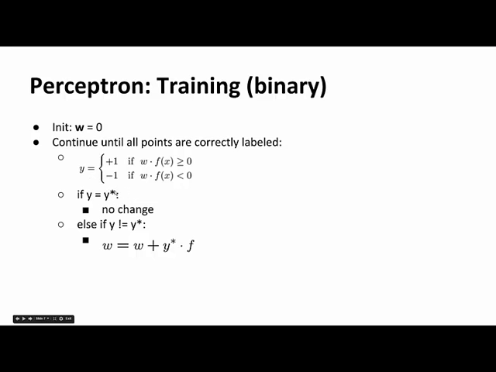Y star is going to be the true label of the training point. So if we predicted it correctly, then we won't change the weight vector. If we predicted it incorrectly, we're going to update the weight vector based on the true label. If the true label is -1, then we'll subtract the feature vector from the weight vector. If the true label is +1, then we'll add the feature vector to the weight vector. And we're going to continue this until all our training points are correctly labeled.